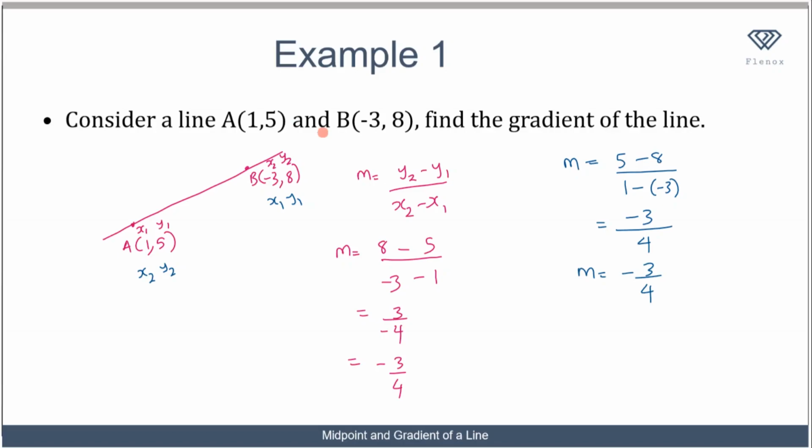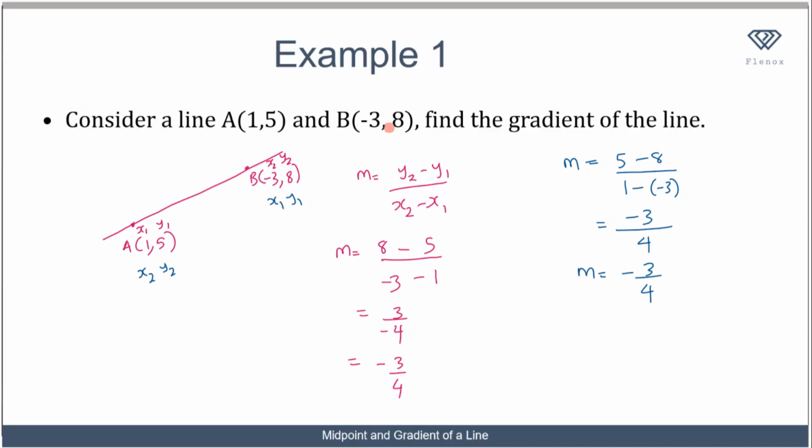So the way you label the coordinates does not matter. What really matters is if you choose this point to be x1, then here must definitely be y1, and if you make this x2, this must be y2. So the numbers in the pair must be the same, but which one you choose to be 1 or 2 does not really matter, as you get the same result.